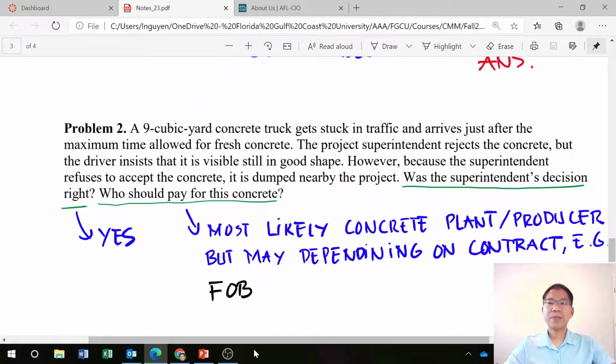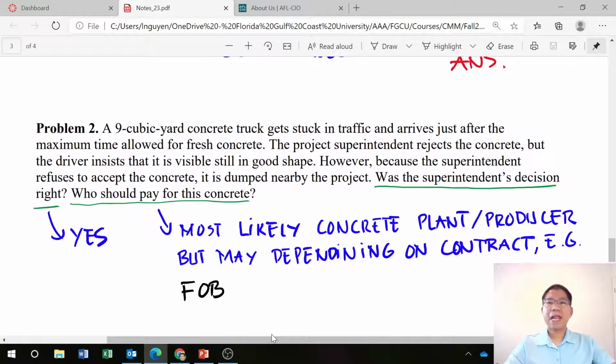I already have here a 9 cubic yard concrete truck that gets stuck in traffic and arrives just after the maximum time allowed for the fresh concrete. The project superintendent rejects the concrete, but the driver insists that it's still in good shape. However, because the superintendent refused to accept the concrete, it's dumped nearby the project. Was the superintendent's decision right? Who should pay for this concrete?